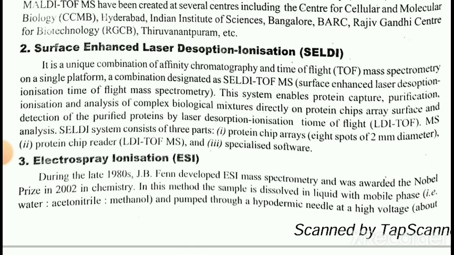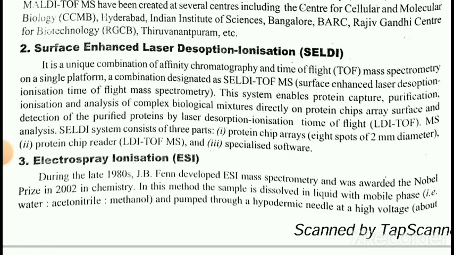3. Electrospray ionization (ESI). During the late 1980s, John Fenn developed ESI spectrometry and was awarded the Nobel Prize in 2002 in chemistry. In this method, the analyte is dissolved in liquid with mobile phase water, acetonitrile, methanol, and pumped through a hypodermic needle at a high voltage, about 4000 volts, which causes a strong electric field at the tip of the nozzle of the metal needle. This disperses electrostatically, or electrosprays, highly charged small droplets of about 1 micrometer in size. These droplets are electrostatically attracted to the inlet of MS.